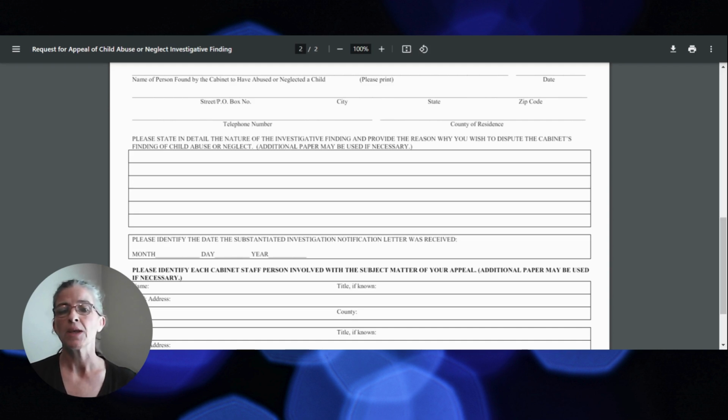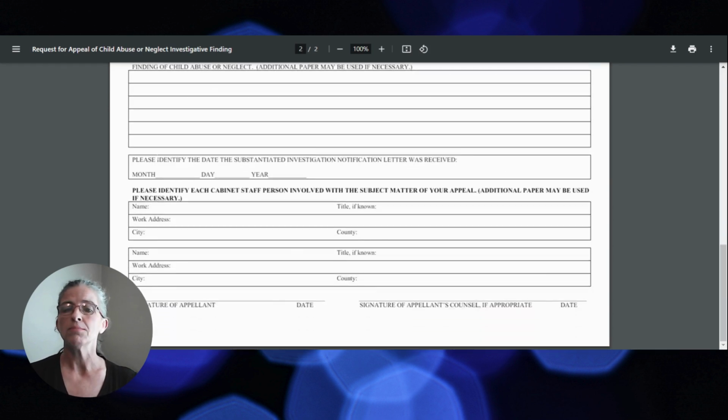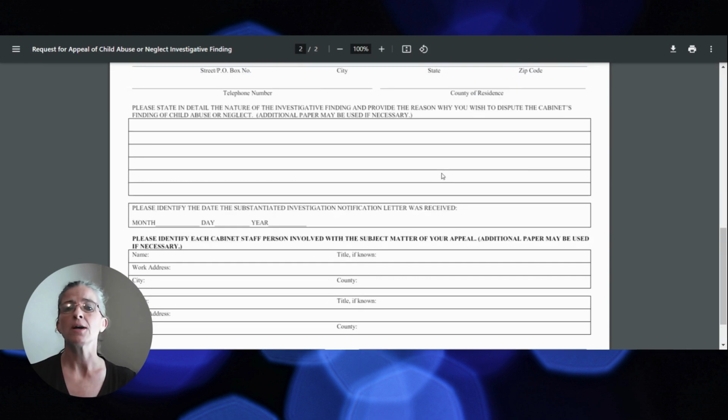So here, please identify the date that this substantiated investigation notification letter was received. You're going to need the envelope for that because it's going to be date stamped. It's going to be postmarked of when that was processed.